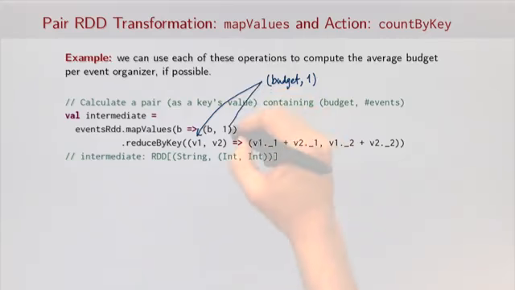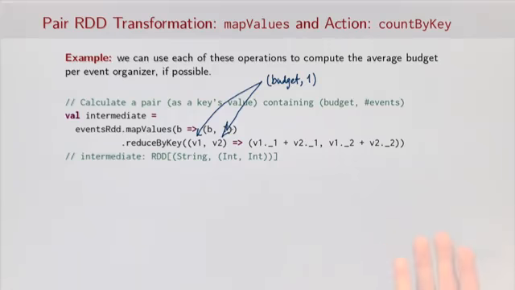Both of these. So that means in the result here, we can take the two adjacent elements, which are each pairs themselves, and we just have to sum up the first elements of the pairs with the first elements of the adjacent ones, and the second elements with the second elements. So basically we're summing up budgets with budgets and the number ones with number ones. And then the result type should be another pair RDD where the key remains the organizer string and the value is a pair of integers that represents the total budget and the total number of events organized by that organization.